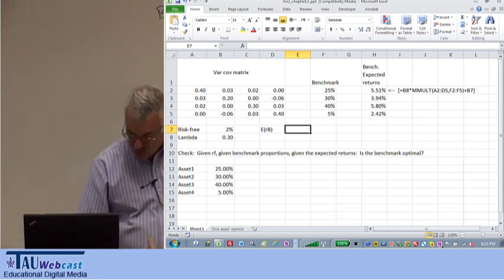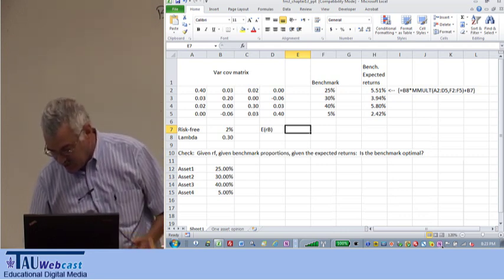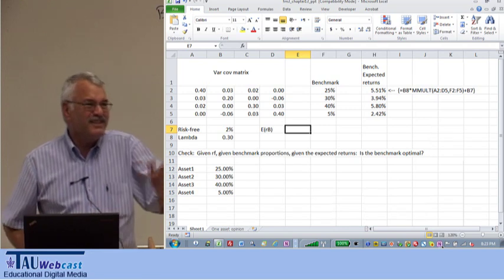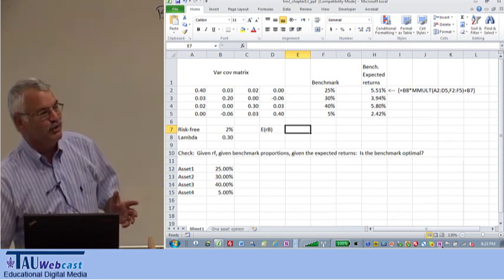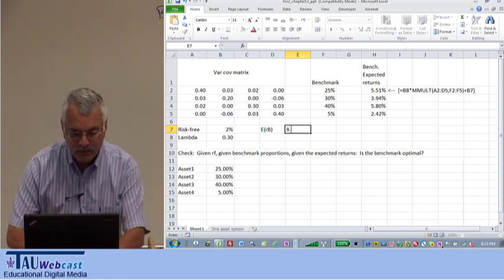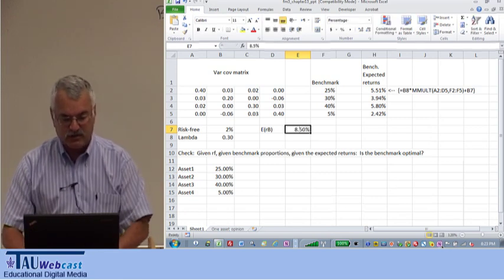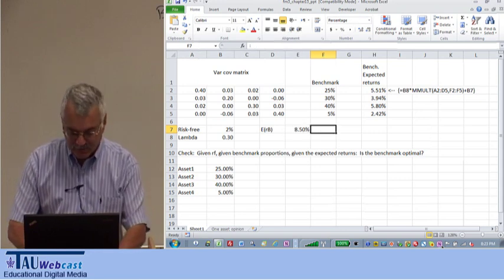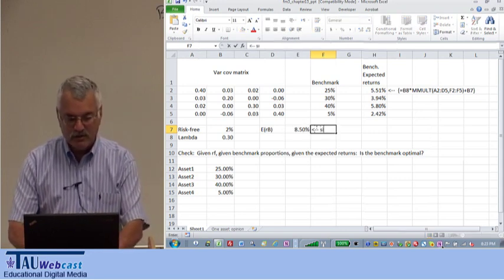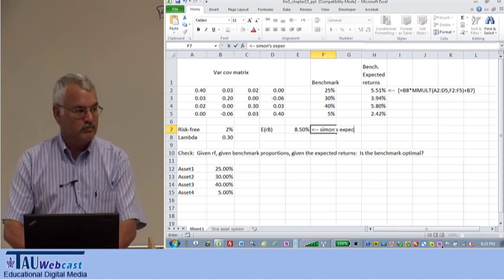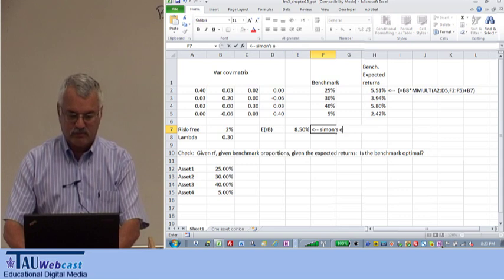Or maybe the investment officer says, you know what? We've done a lot of research on this question. We asked Professor Benninga. No one has ever asked me this question, so I give it to you for free. And he said 8.5%. So this is Simon's expectation forecast.